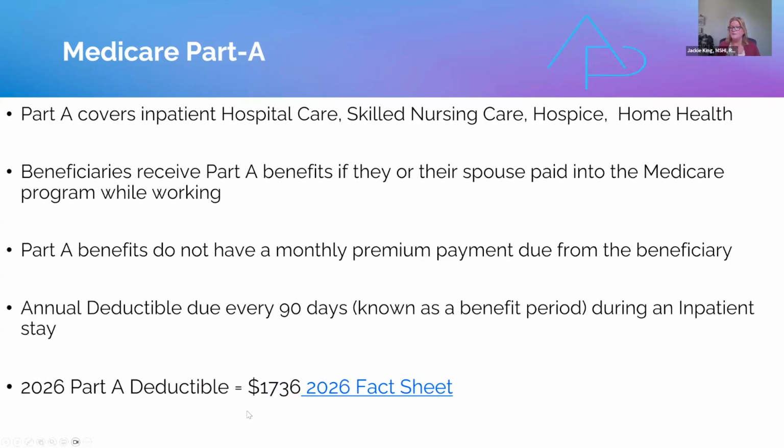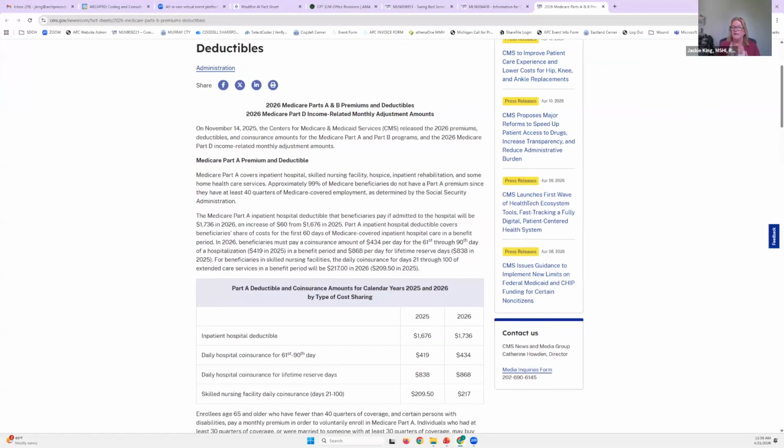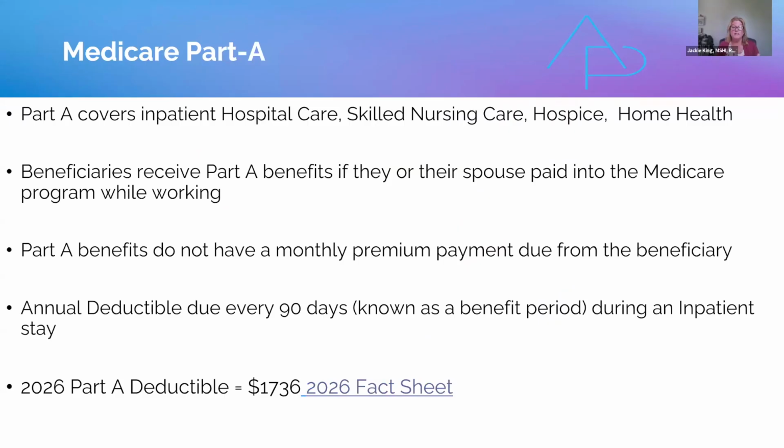The 2026 Part A inpatient deductible that could be due every benefit period is $1,736. So I'm just going to show you where you can find that. Every year about mid-November, they come out with that. So really, if a person had 4 benefit periods in a year, it'd be very unfortunate. They would have just for deductible, yes, $6,500 just for Part A. So we try to keep them healthy and outpatient in the world.